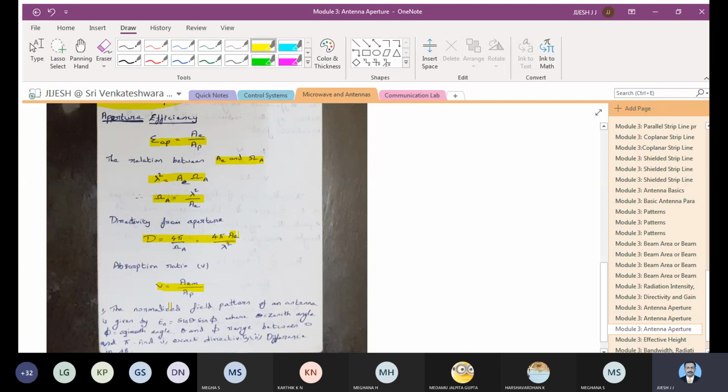The normalized field pattern of an antenna is given as En is equal to sine theta sine phi, where theta is the zenith angle and phi is the azimuth angle. Theta and phi range between 0 and pi. We need to find the directivity and the difference in dB. So note down these equations and that problem. Once you complete the equations and problem, we will go ahead with the solution to that problem.